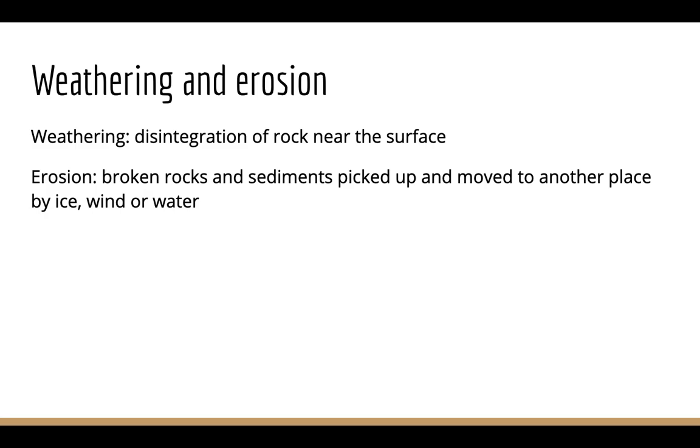Erosion, on the other hand, is where all of those broken pieces get picked up by something and moved to another place. And that something that picks them up could be ice, wind, or water. So these sound similar, but weathering is where the rock surface gets broken apart, where erosion is where all of those pieces that have been broken apart by weathering get picked up and moved.